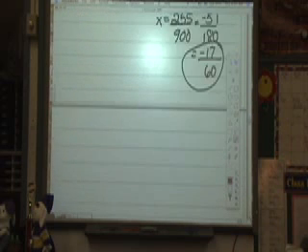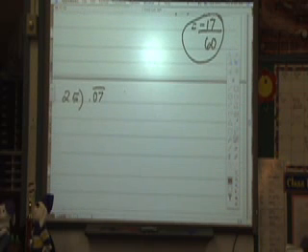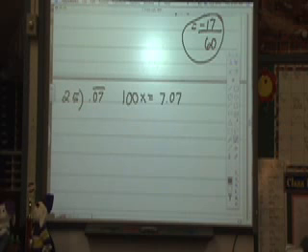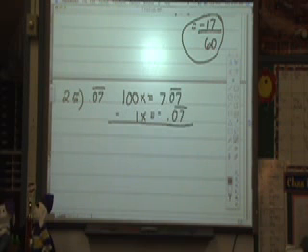And 25. 0.07 repeating. So the large equation is going to be what? Everybody? 100x equals 7.7 repeating. And everything repeats, so I can use 1x. So the repeating parts line up and I can subtract them out. There they go. So 1x from 100x, 99x equals 7. And the fraction is 7 over 99.